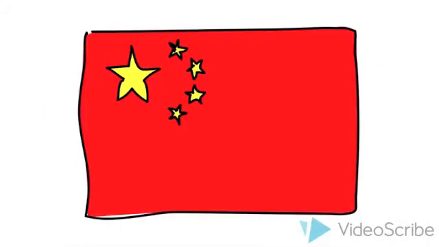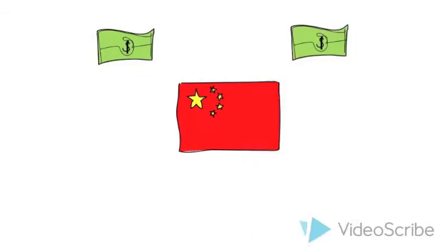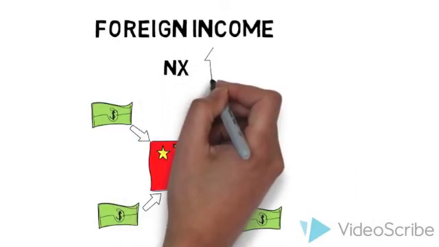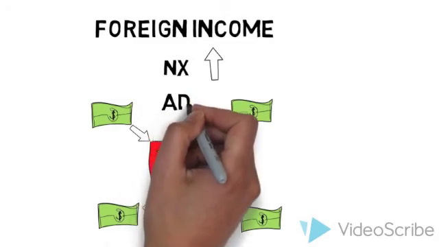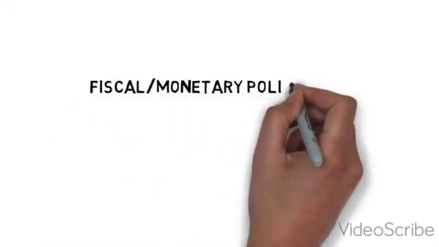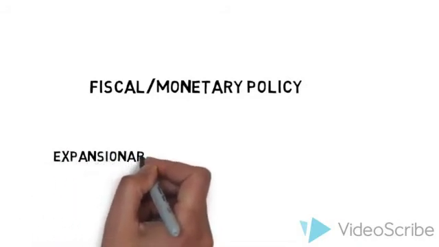The last is foreign income. So say you have China, and they start getting a lot more money. China is going to want to buy things from America because America's awesome. We're going to export more to them, and aggregate demand will go up.